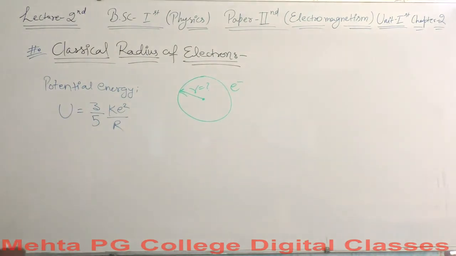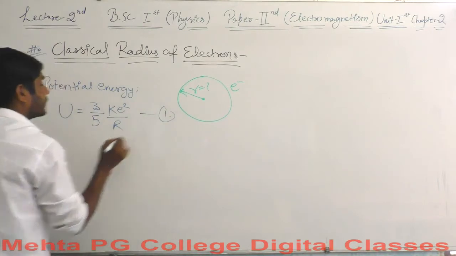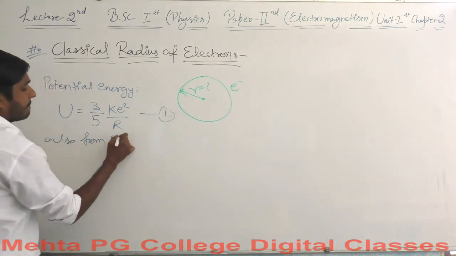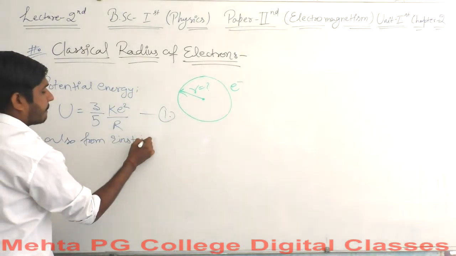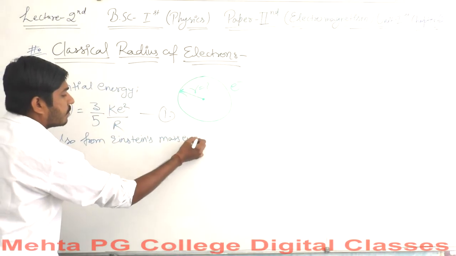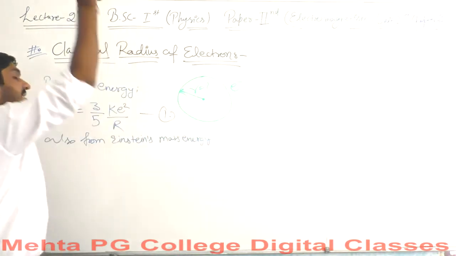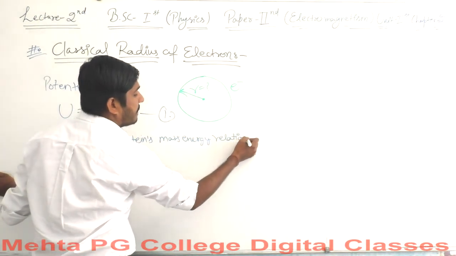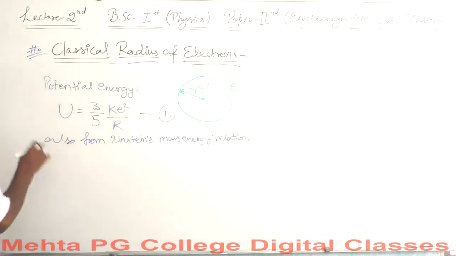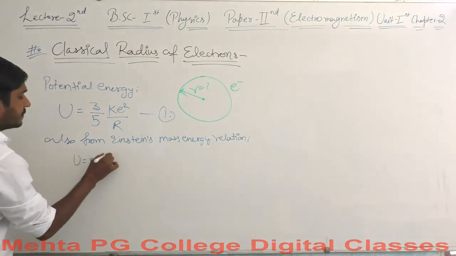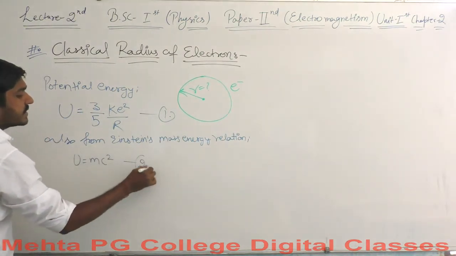This is equation 1. Also, from Einstein's mass energy relation, you say U is equal to mc square. This is equation 2.